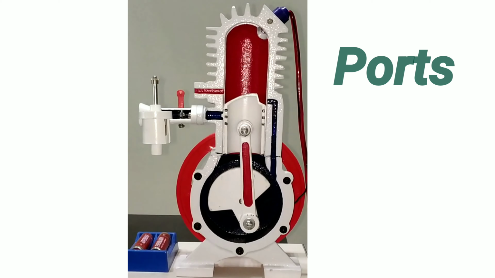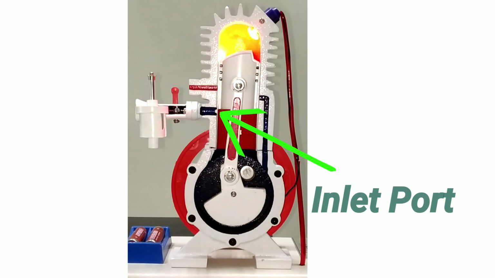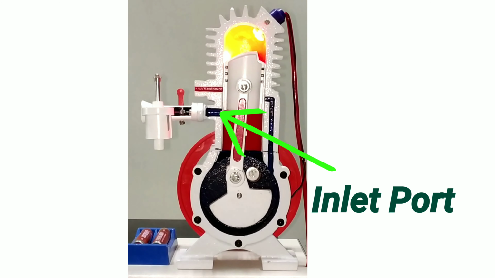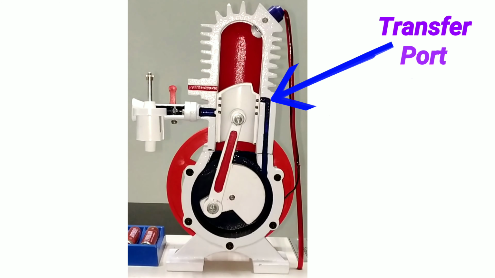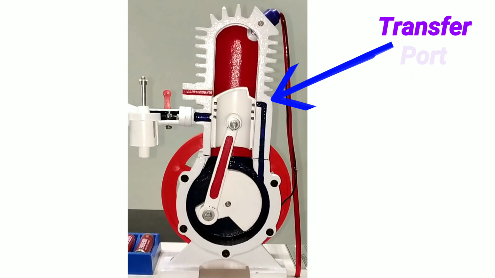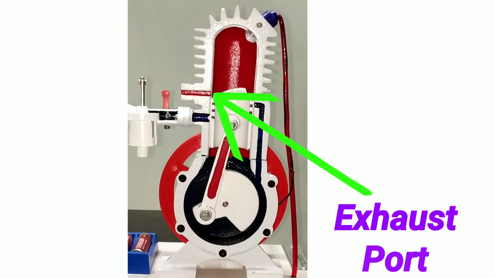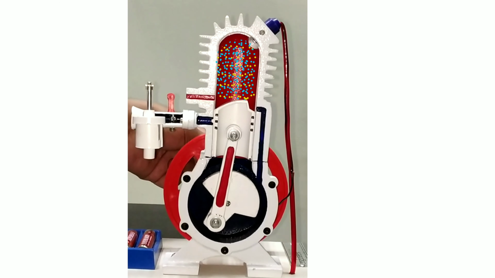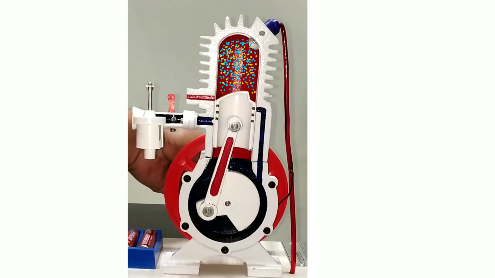Here are some important ports which are to be noted. This is the inlet port for suction of air-fuel mixture from the carburetor. Here is the transfer port. It connects the crankcase to the cylinder for transferring air-fuel mixture from crankcase to cylinder. Here is exhaust port. During the upward stroke of the piston, the gas in cylinder is compressed.